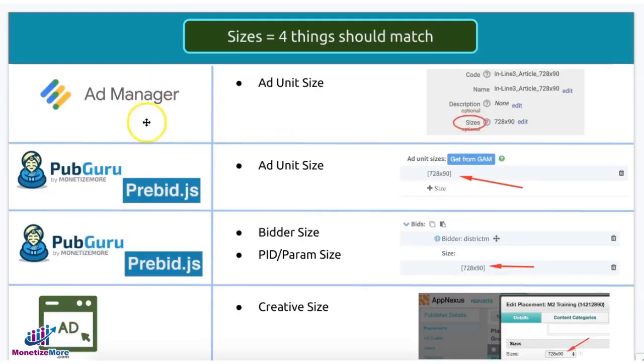So again, for as long as all 4 match: ad manager ad unit settings, your header bidding configuration for that ad unit size, your header bidding configuration for your bidder, and the creative size provided to you by your bidder, you're all good to go. Now, don't confuse this with size mapping. If you see an error that talks about size mapping, that's a completely different story, and we are going to have a separate tutorial for that.